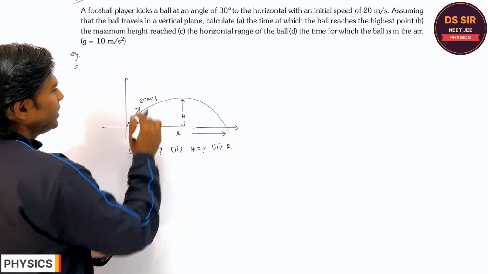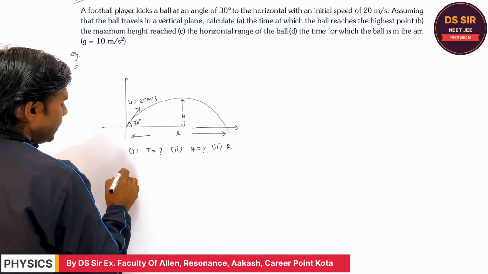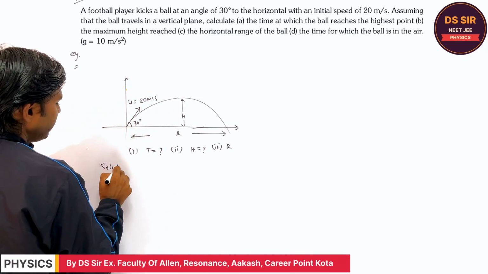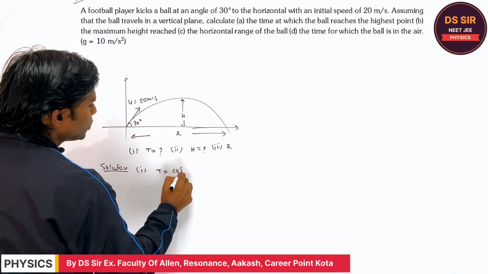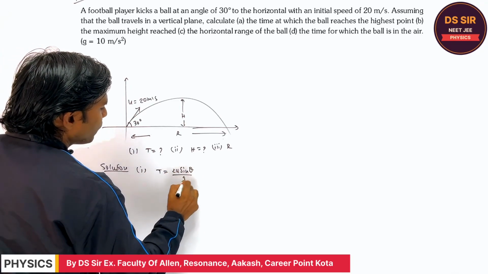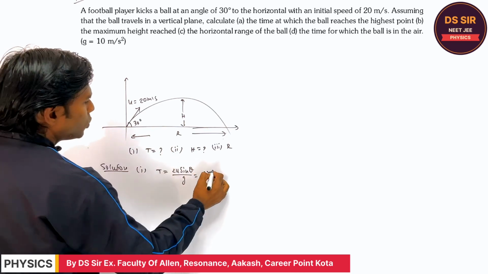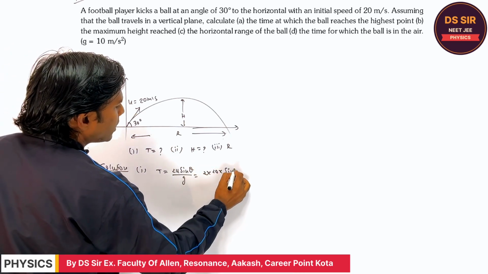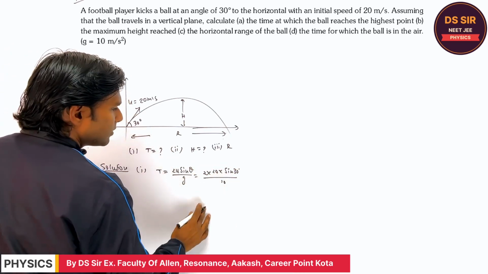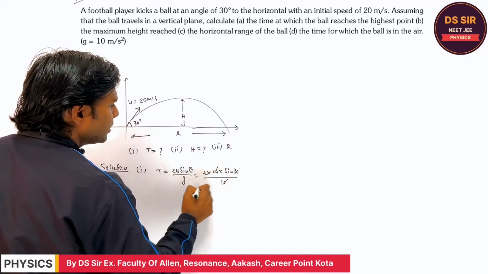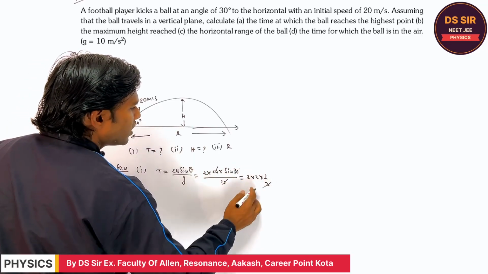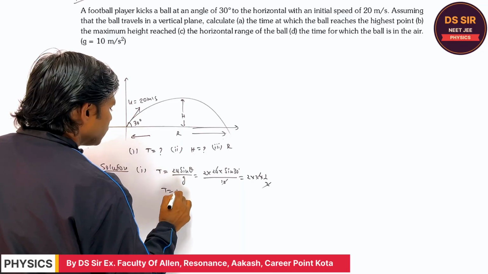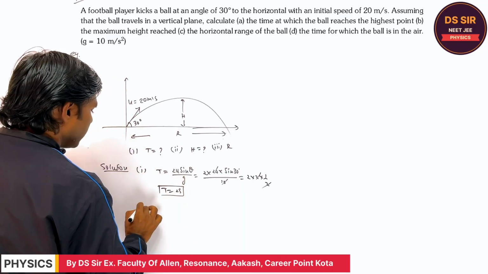The angle is given and the u is given. So simply the formula I will use for the time of flight: t is equal to 2u sin theta upon g. Fine. 2 into 20 into sin 30 upon 10. Right, g value I am taking as 10. So it is 2 times 2, sin 30 is 1 by 2. So time is 2 seconds. So this is the time of flight.